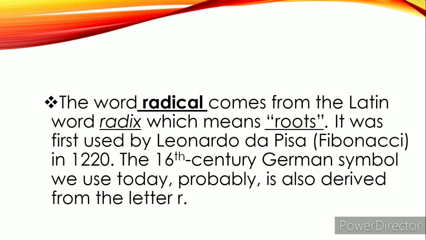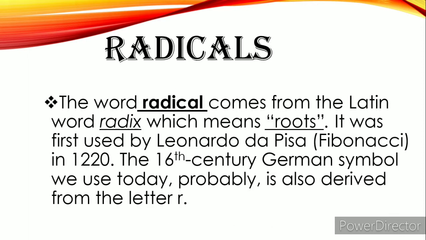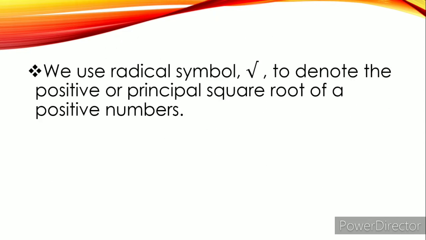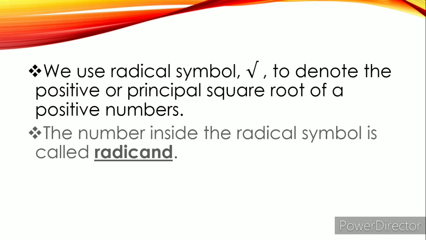Let's start. The word radicals comes from the Latin word radix, which means roots. It was first used by Leonardo da Pisa, Fibonacci, in 1220. The 16th century German symbol we use today is probably also derived from the letter R. We use the radical symbol to denote the positive or principal square root of a positive number. The number inside the radical symbol is called the radicand.